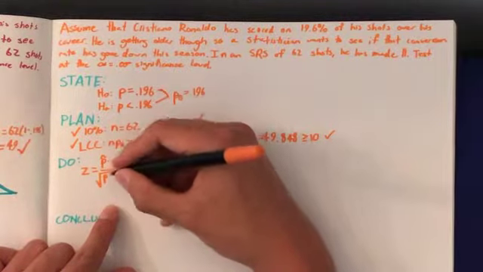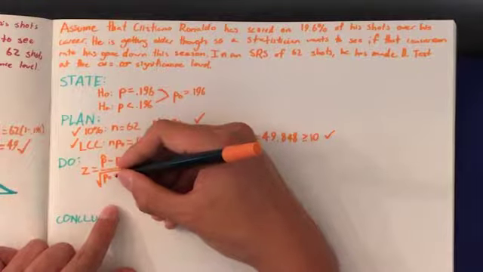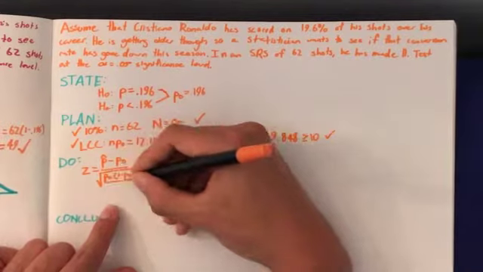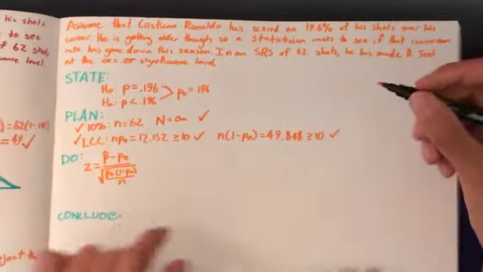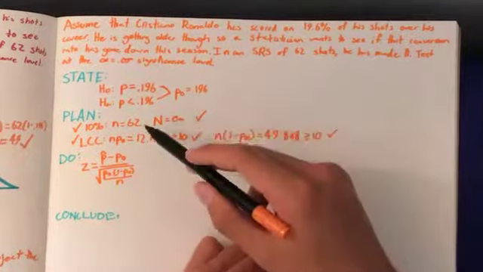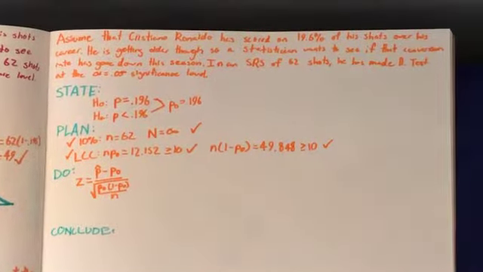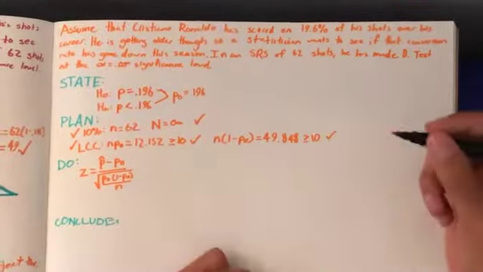It's p hat minus p naught all over the square root of p naught times 1 minus p naught over n. So we've already identified what p naught is. We've identified what n is. We need to identify what p hat actually is equal to. P hat is our sample proportion.